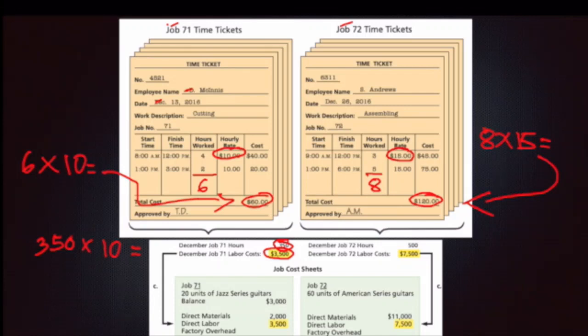And for the month of December, the employee's total hours for job 72 is 500, with a total cost of 7,500. So we got 7,500 by getting the product of the total number of hours and the hourly rate.